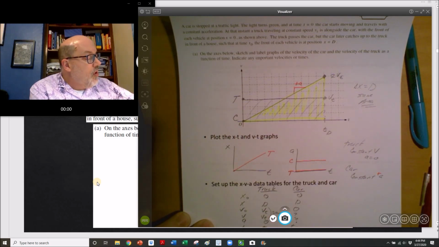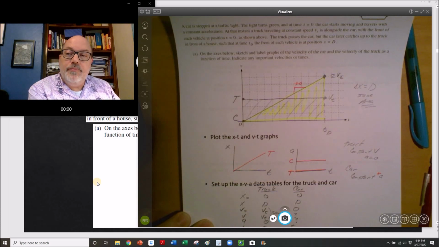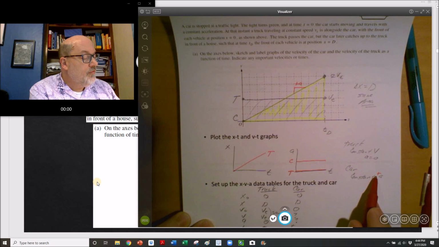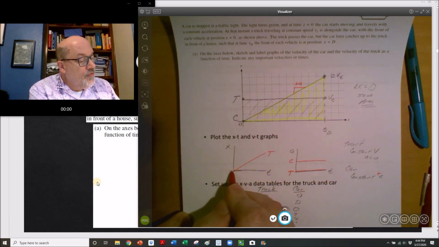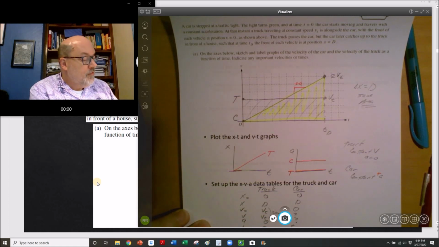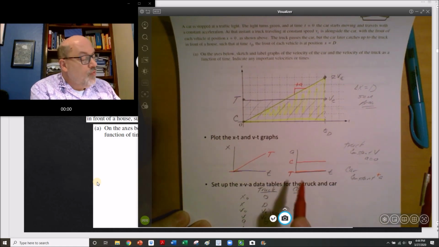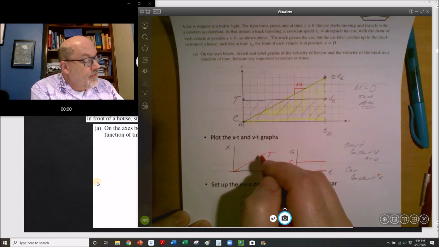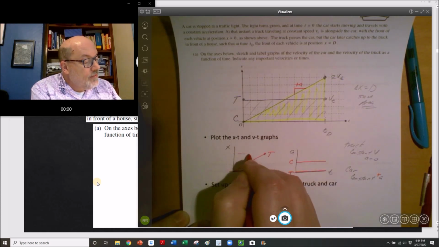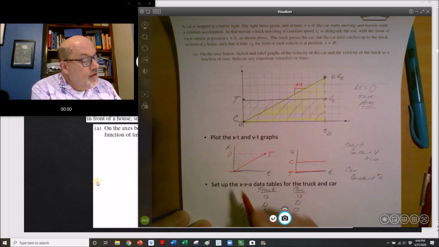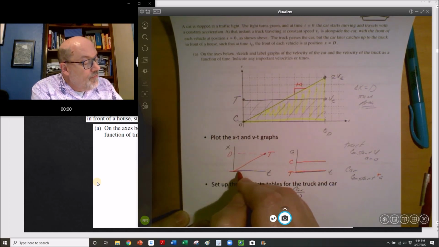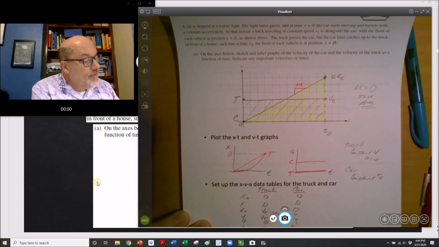And then the car will look a little different because the car has a constant positive acceleration, which means we should have a curve upward. The car starts with an initial velocity of 0, and then it ends with a large velocity over here, but they end up at the same place, D, at the same time. So I should have a parabola going up like this. And that's how they should meet.